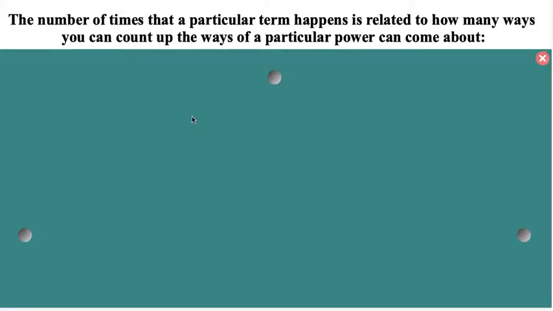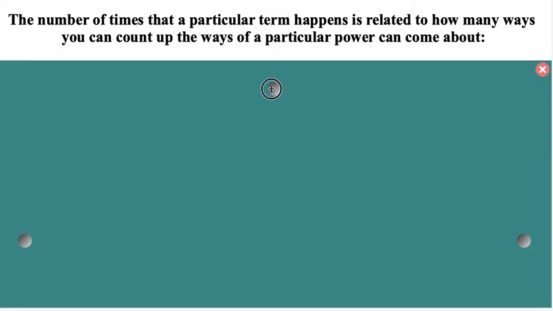More detail, and to do this in part we're going to have to talk about something called combinations and Pascal's triangle. So the number of times that a particular term happens is related to how many ways you can count up the ways a particular power can come about. It's easier if you look at the example.